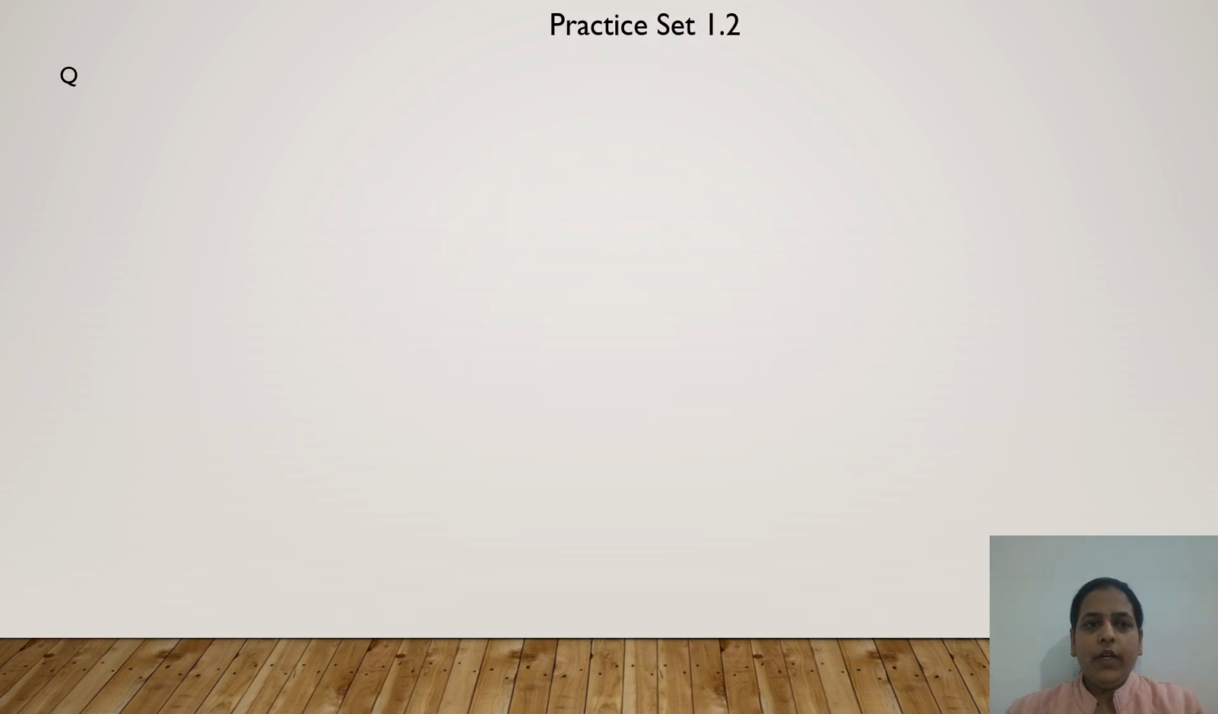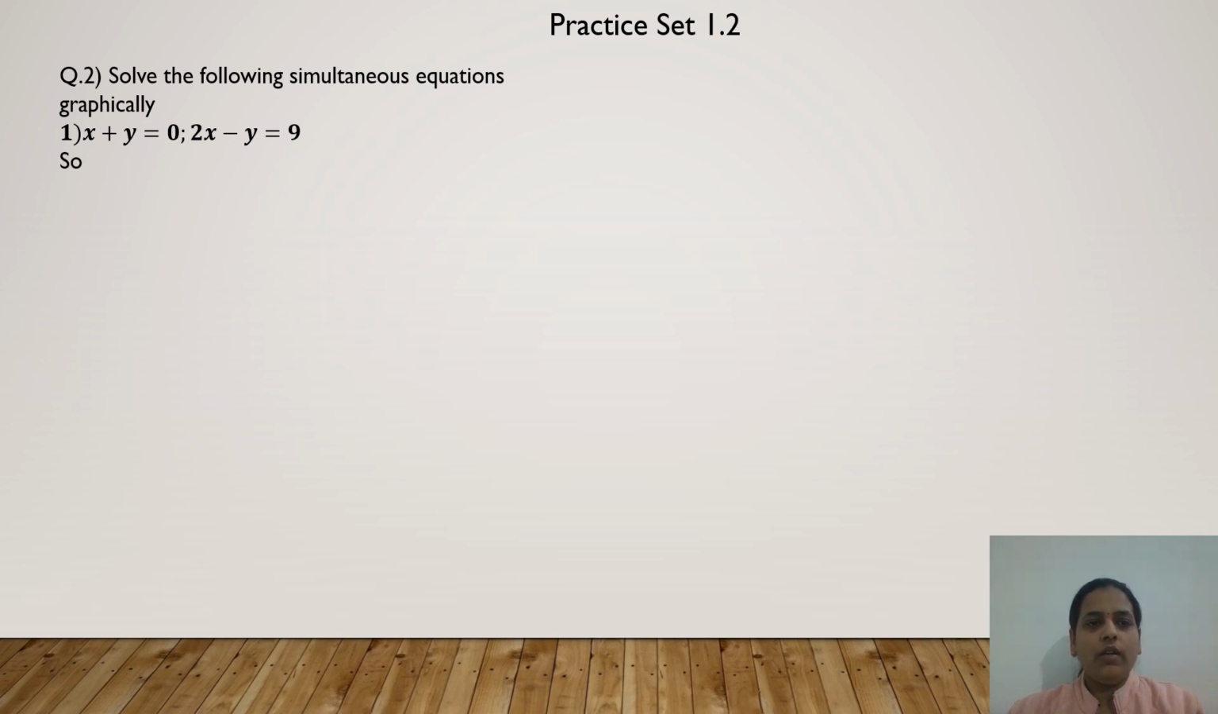Practice set 1.2, question number 2. Solve the following simultaneous equations graphically. There are two equations provided here: x plus y is equal to 0, and 2x minus y is equal to 9. We want to find four ordered pairs of each equation. So, solution: consider the first equation, that is x plus y is equal to 0.